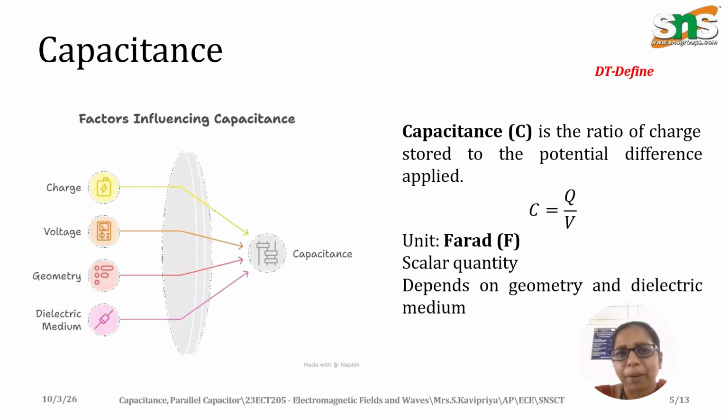So let's start with capacitance. Capacitance is the ratio of charge stored to the potential that is applied. It is a storage element for storing energy in the electric field. So C is equal to Q by V, where Q is the charge and V is the potential applied. So what is the charge stored when a potential is applied to the material? The unit for capacitance is the farad. It is a scalar quantity. The storage capacity of a capacitance depends on the geometry and the dielectric medium.